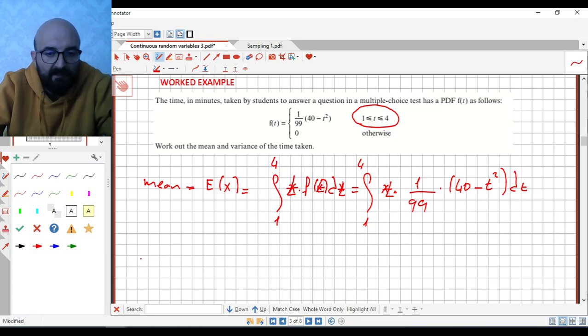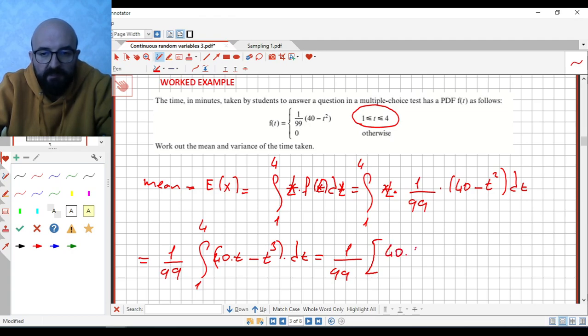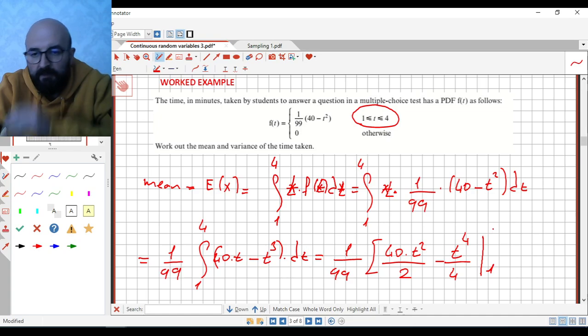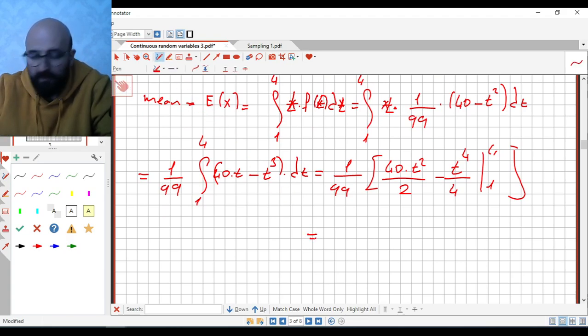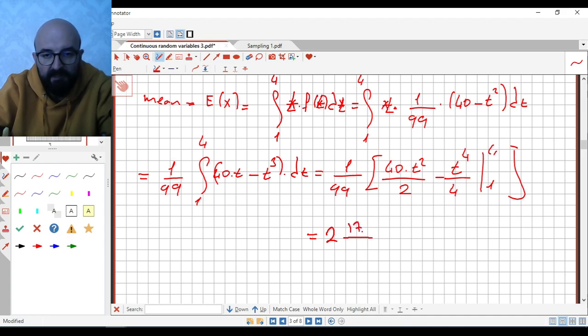Okay, it means 1 over 99, the integration from 1 to 4 of (40t minus t cube) multiplied by dt, and 1 over 99 times (40t square over 2 minus t to the 4 over 4) from 1 to 4. Okay, I want the result of this process because I want to use very short time. Our result is 17 over 44. Our expectation value is here, and then we want to find the variance.